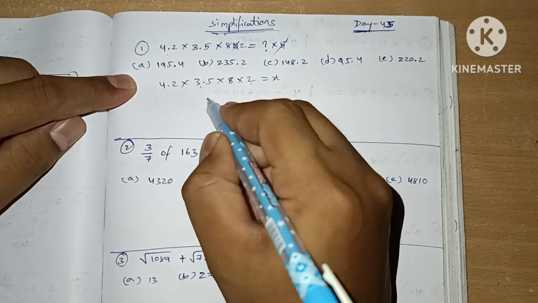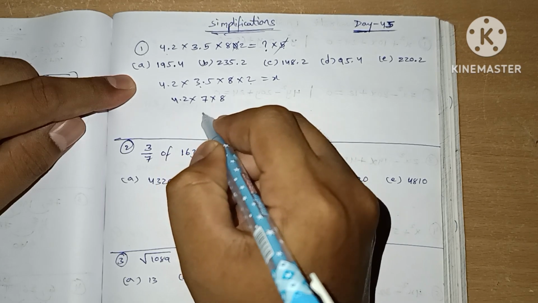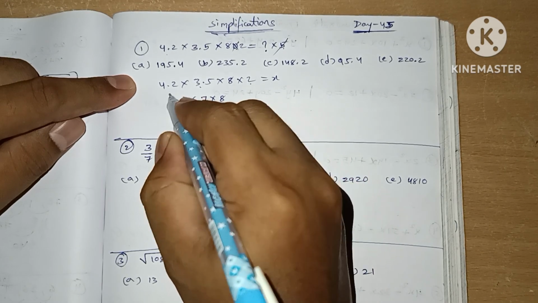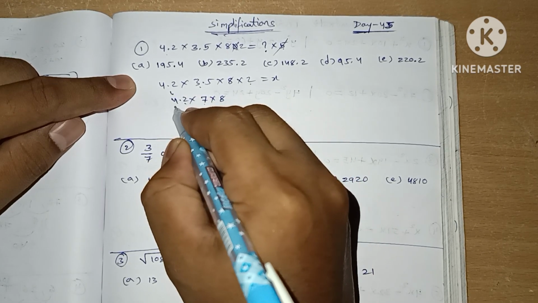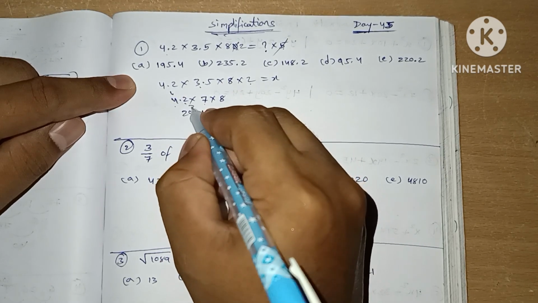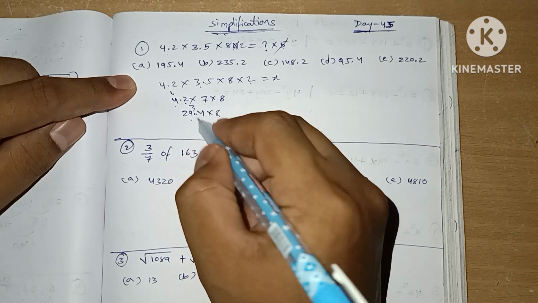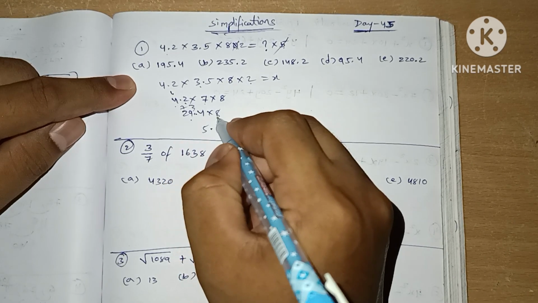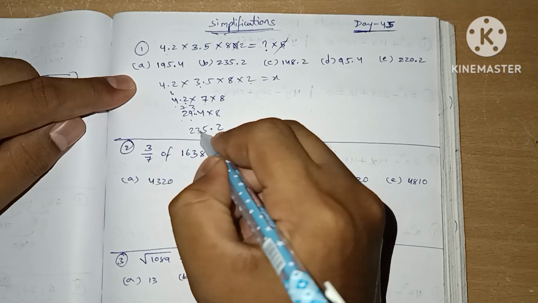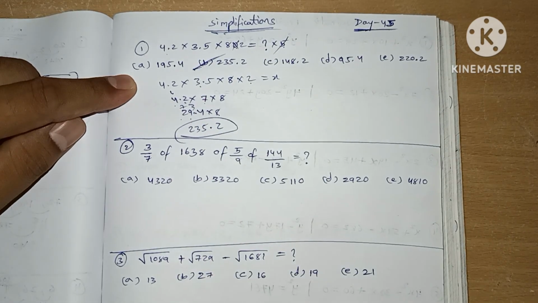3.5 into 2 will be 7, so 4.2 into 7 into 8. 7 2 times 14, 7 4 times 28, so 29.4 into 8. 8 4 times 32, 8 9 times 72, 235.2 is our answer. Option B is our answer.